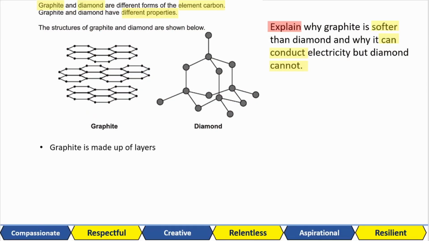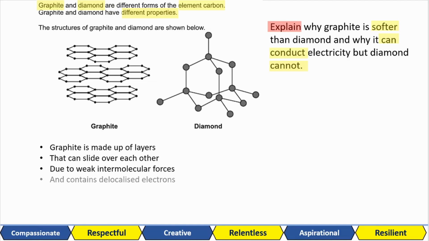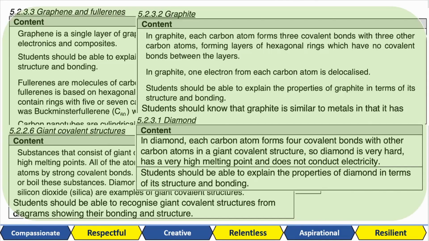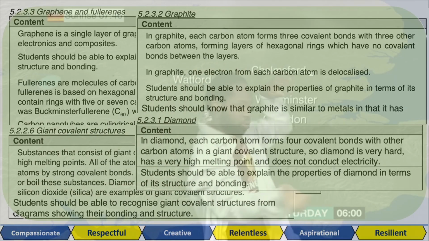Graphite is made up of layers that can slide over each other due to those weak intermolecular forces that we were talking about. And it contains delocalized electrons that can move through the structure. That's why it conducts electricity. Also, diamond has a 3D structure that can't slide over each other, and it doesn't have any delocalized electrons, so it can't conduct electricity. And there we go!